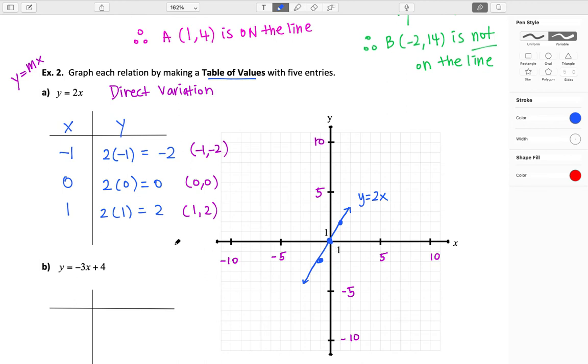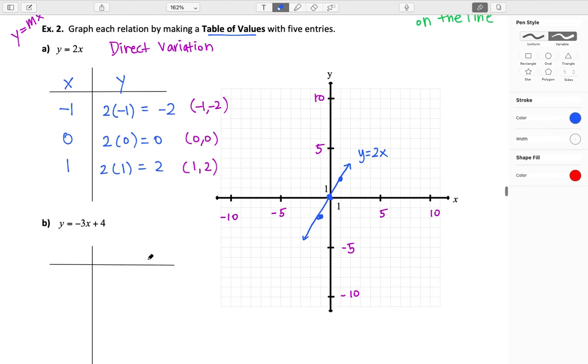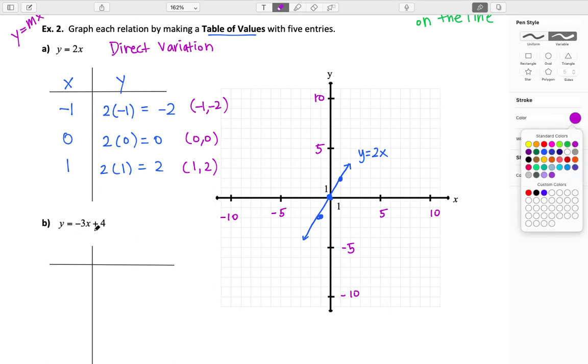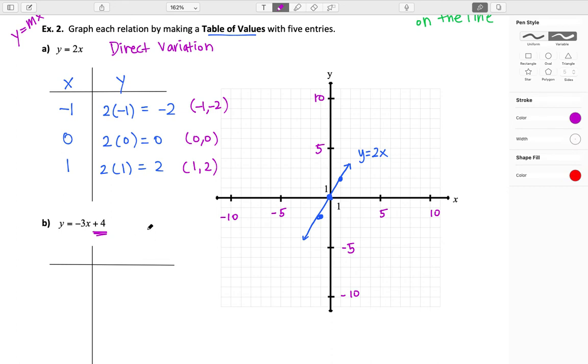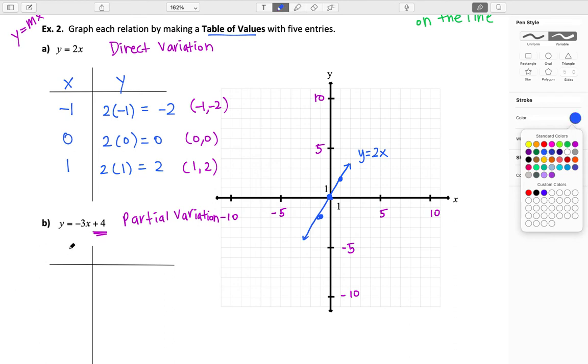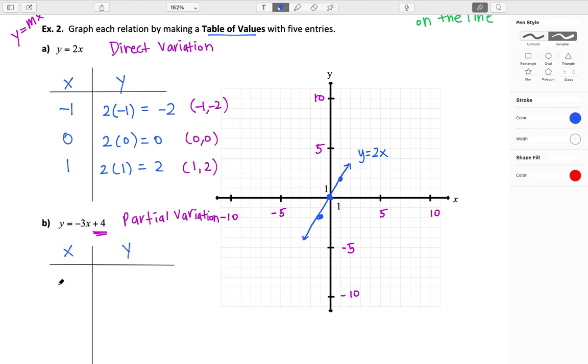Next, what about letter B? We have y is equal to -3x plus 4. Just by looking at it, we have something plus a number. Therefore, it's going to be a partial variation. It's not going to pass through 0, 0. Let's make a table of values, x and y: -1, 0, and 1.